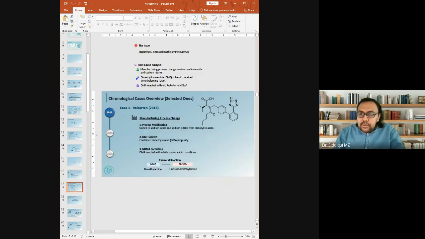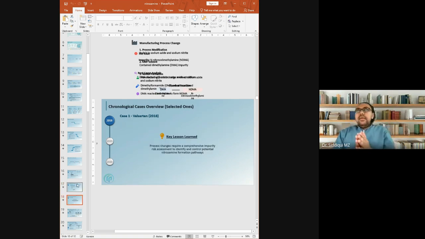So as we discussed, sodium azide and sodium nitrite were used instead of tributyl azide, and DMF was used as a solvent. So the consequence was the DMA converted; the chemical reaction produced the NDMA. So from this case, the key lesson is that process changes require comprehensive impurity risk assessment to identify and control potential nitrosamine formation pathways.